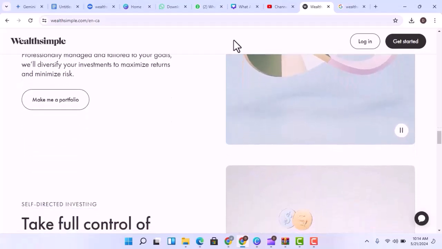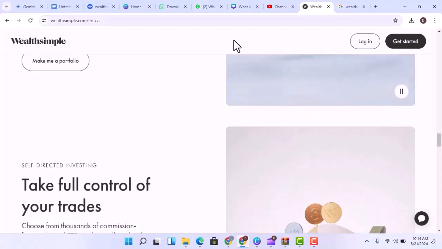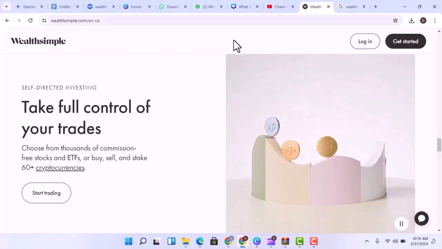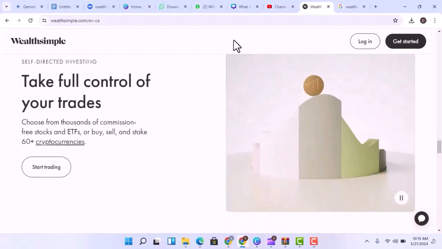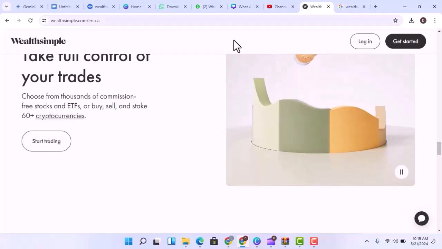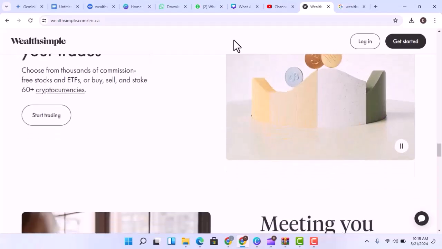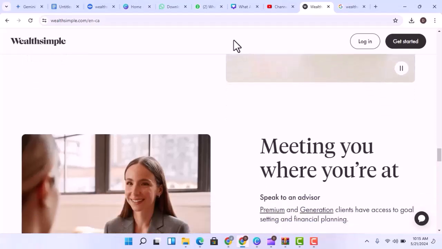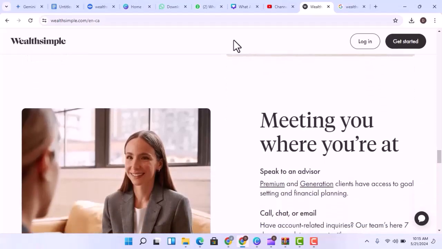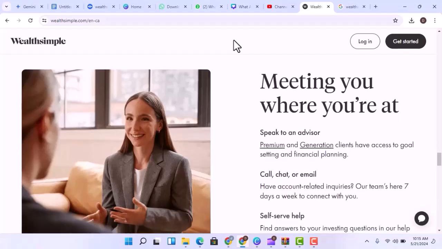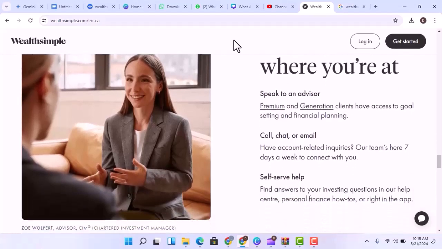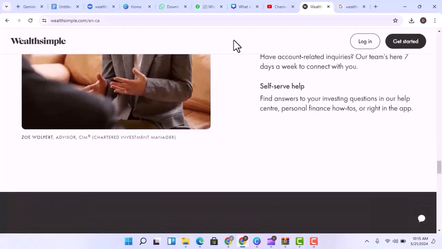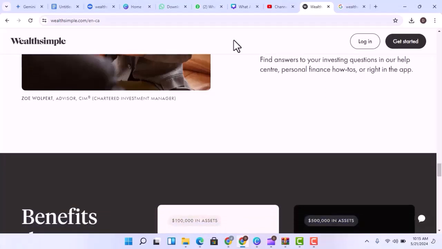In-kind transfer. This is where things get a bit more interesting. With an in-kind transfer, you actually move your existing securities, like stocks, ETFs, over to Wealthsimple as is. This means you avoid any selling and potentially avoid those capital gains taxes. However, there are some limitations to keep in mind. Wealthsimple only supports transfers from Canadian institutions, and they don't accept fractional shares or certain types of securities like dual-listed ones.